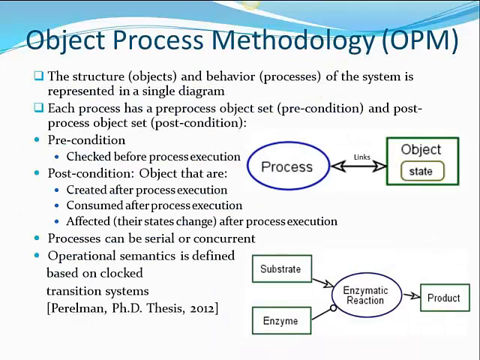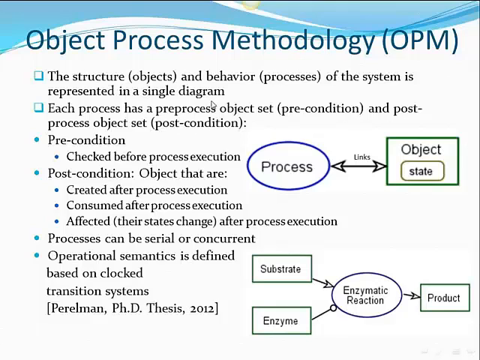Okay, I would like to spend a couple of minutes just to show and remind you about object process methodology, OPM, principles and symbols. In OPM, the system is represented in a single type of diagram, which is called object process diagram. And there are two main entities: object, which can have one or more states, and the process which transforms the object. It can generate an object or consume an object or change the state of an object.